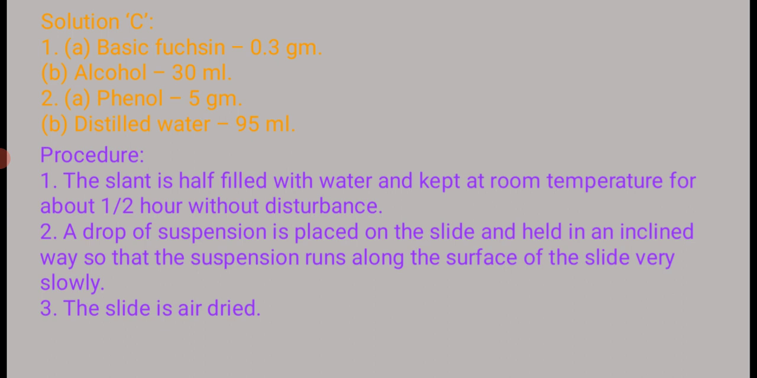One slant is taken, a slant of actively growing culture of Pseudomonas aeruginosa, and it is half filled with water or sterile distilled water, kept at room temperature for half an hour without disturbance. After half an hour, a drop of suspension is placed on a slide and held in an inclined way so that the suspension runs along the surface of the slide very slowly by holding the slide at a 70-degree angle. Then the slide is air dried.